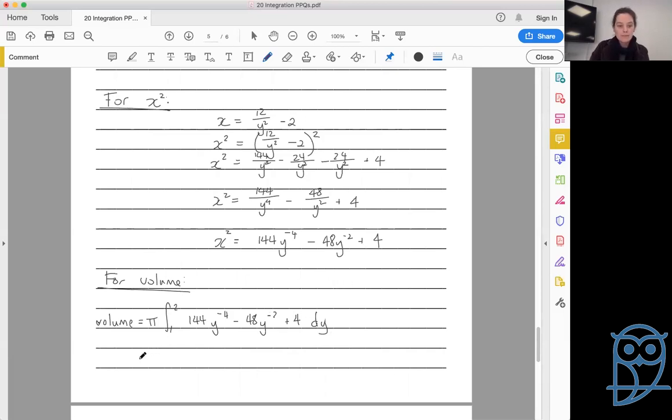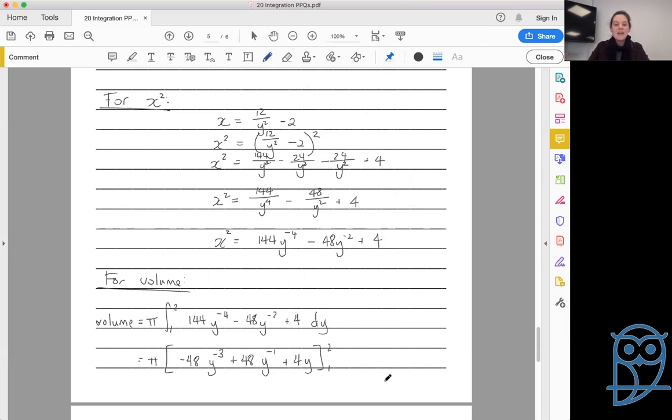Then it's the same thing, equals pi. We're going to integrate, so we go into square brackets. y to the minus 3, 144 divided by minus 3 is minus 48. y to the minus 1, minus 48 divided by minus 1 is plus 48. And a constant gains a y. Remember, you are going with y's. It's all about y's. There's no x's here. y, y, y, y, y.